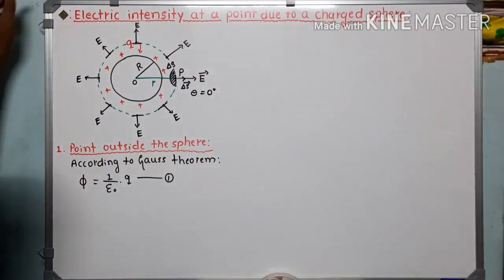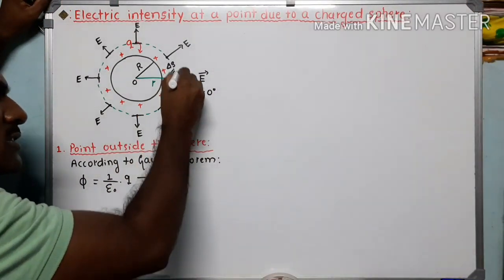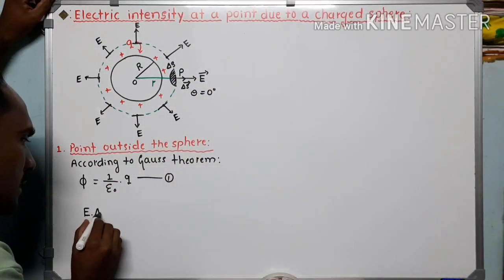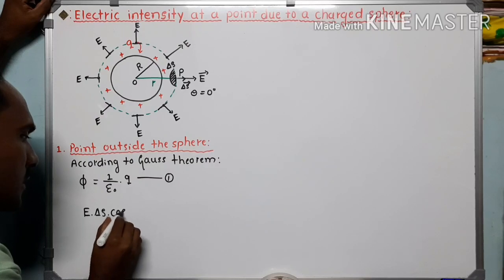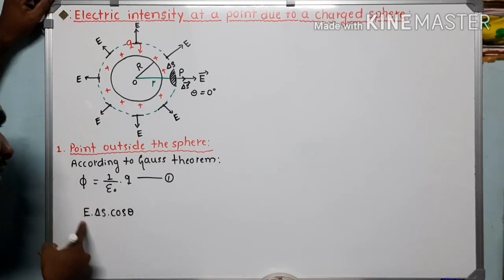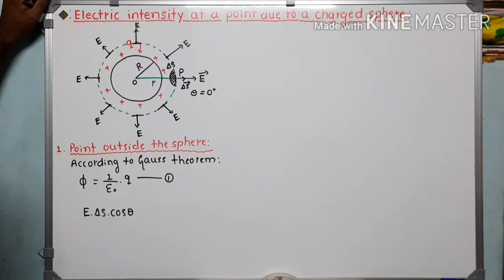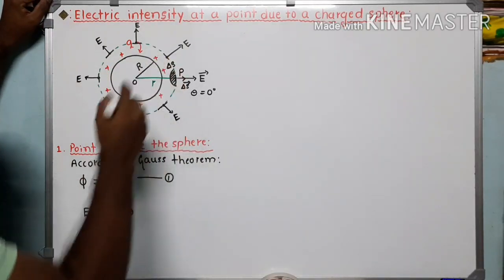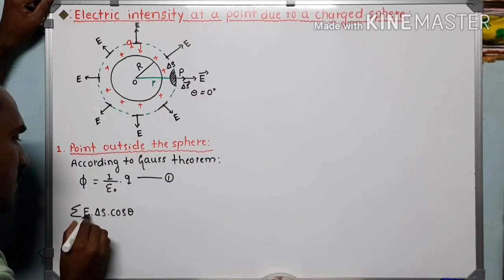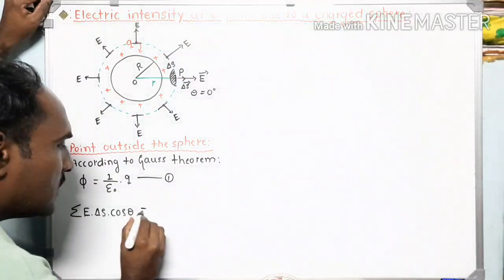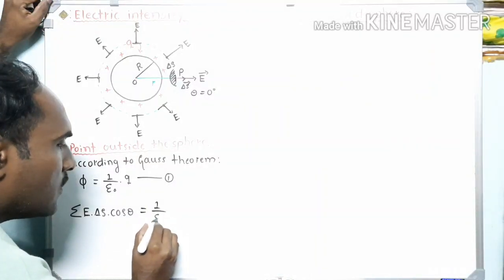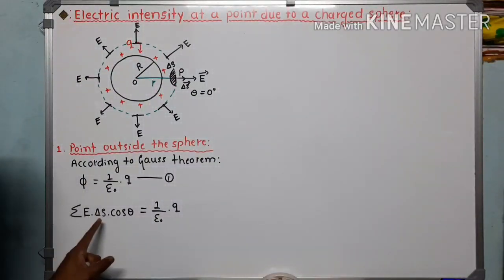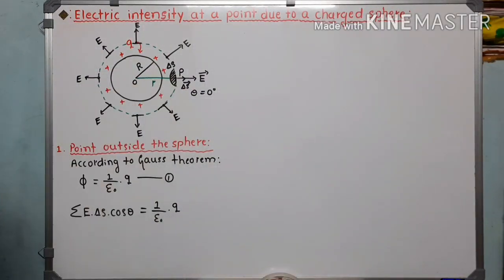Getting the idea? Now the total flux across this delta S only is given by E into delta S into cos theta. This is the flux through delta S only. But what is the total flux across the whole Gaussian sphere? That is given by the summation of E into delta S cos theta, which is equal to 1 upon epsilon naught into Q. Getting the idea? Here E into delta S cos theta means the flux through delta S only.